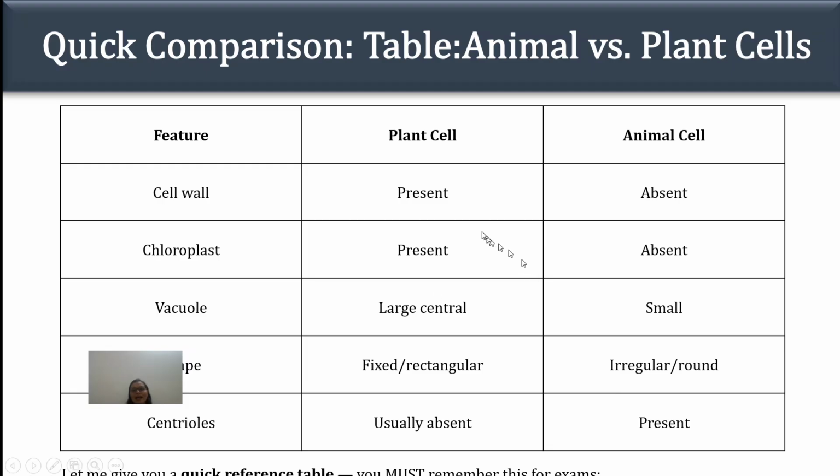Cell wall is present in plants, absent in animal cells. Chloroplast is present in plants, absent in animals. Vacuoles are larger and central, while in animal cells smaller vacuoles are present. When we talk about shape, there is a fixed, rectangular shape in the plant cell due to the cell wall structure. While in the animal cell there is no cell wall, directly the cell membrane is present. That's why the structure is irregular, maybe round. Centrioles are usually absent in plant cells but present in animal cells.